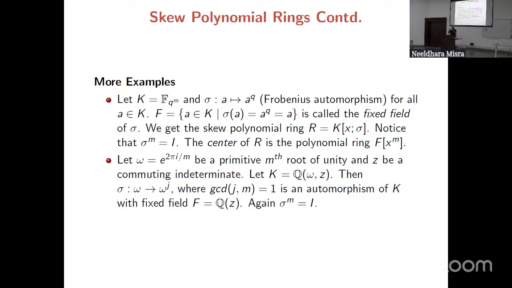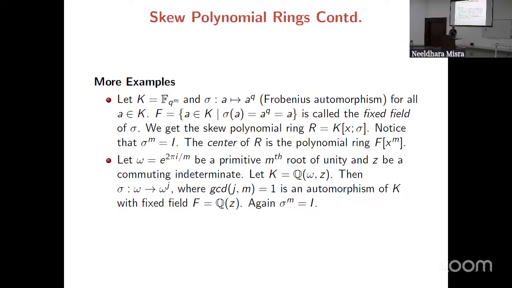I'm just pointing out also that it has a fixed field, that there are points that are not moved by the automorphism. And the fixed field is precisely F_q. We know that because of Fermat's little theorem: x^q minus x has only those things as roots. And you get another skew polynomial ring.